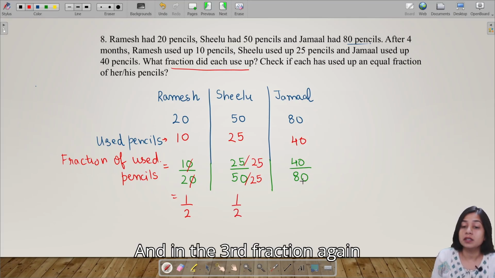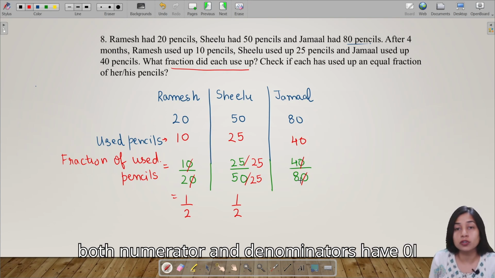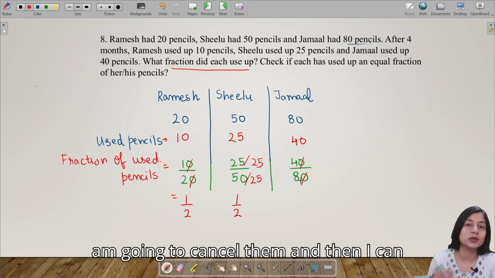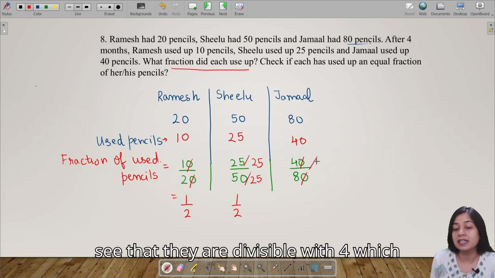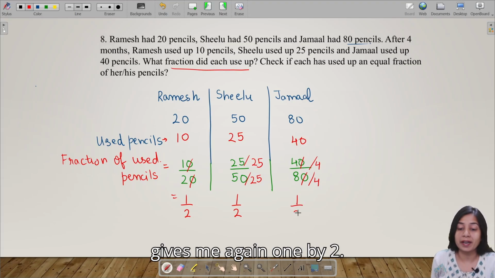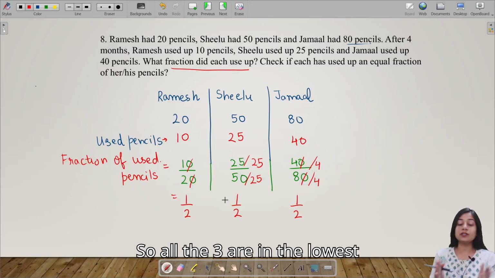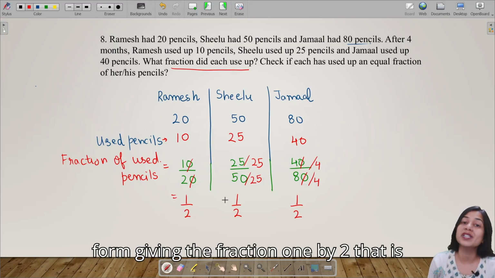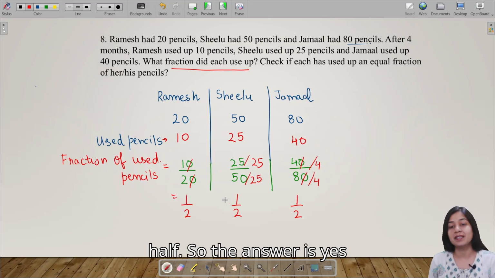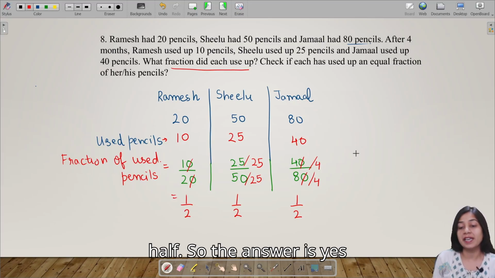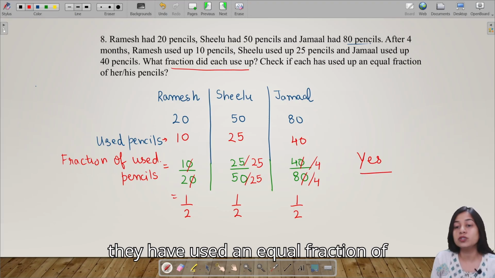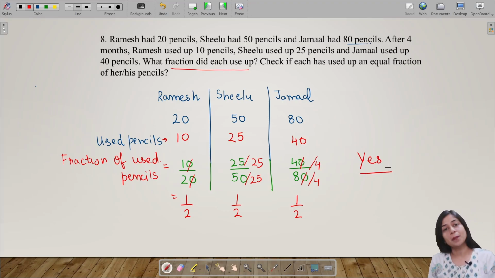And in the third fraction, again, both numerator and denominator have 0. I'm going to cancel them. And then I can see that they are divisible by 4, which gives me again 1 by 2. So all the three are in the lowest form, giving the fraction 1 by 2, that is half. So the answer is yes. They have used an equal fraction of pencils.